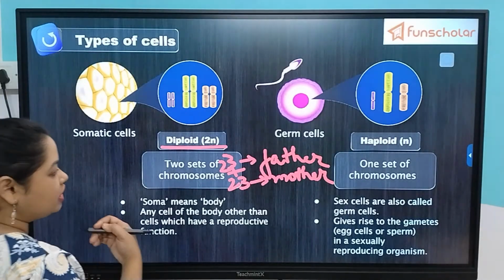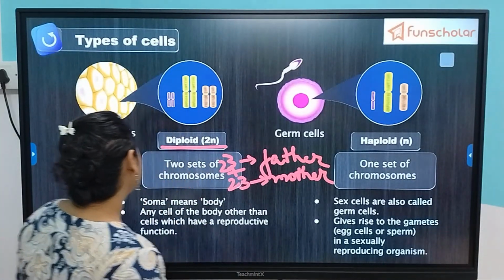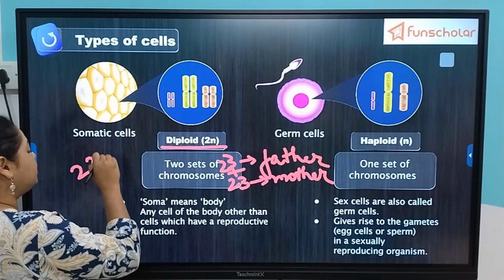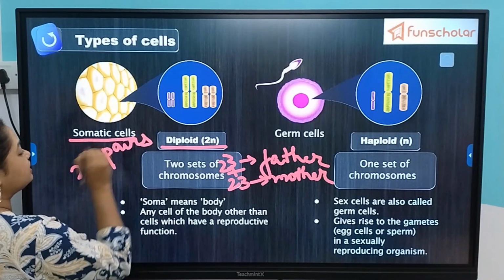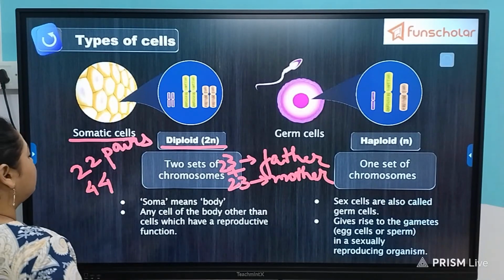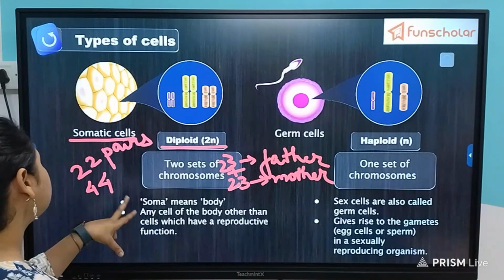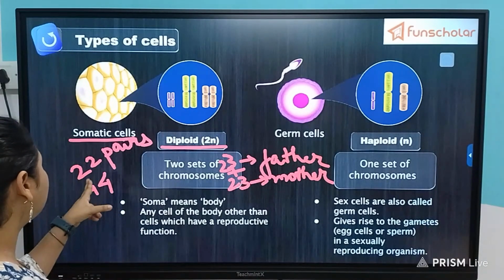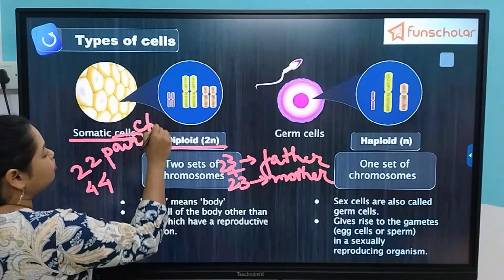So in all the body cells, we have 22 pairs of somatic chromosomes, not somatic cells. These are the somatic chromosomes.